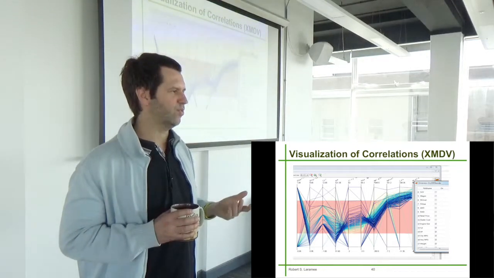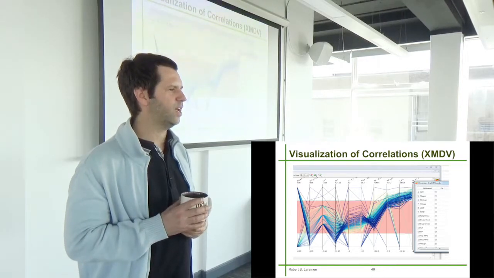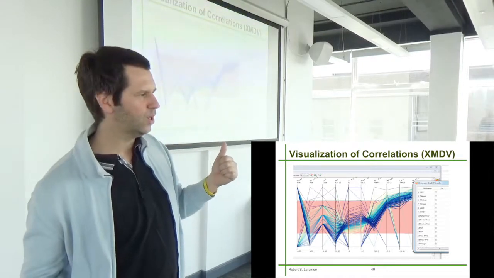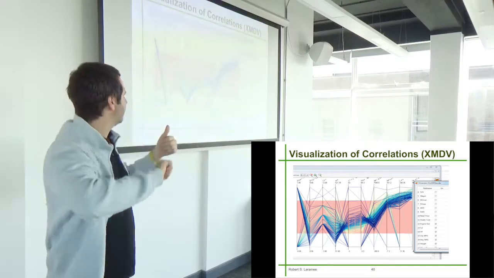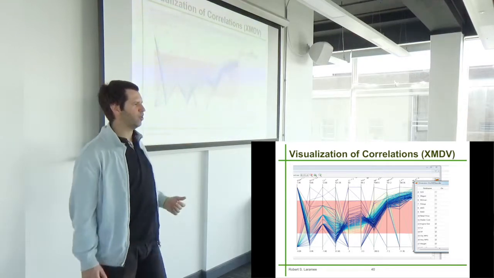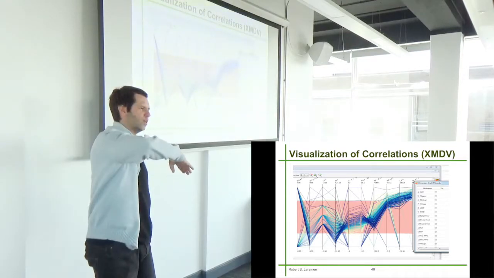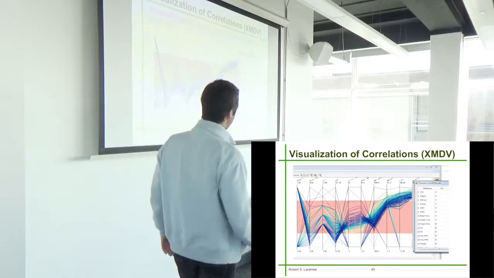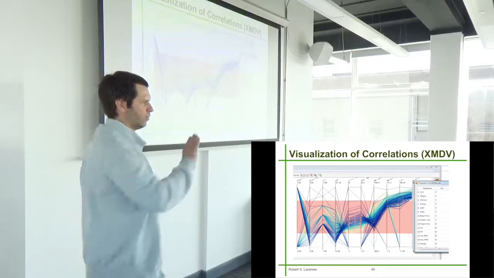Anybody want to guess what kind of relationship that is? That's right, it's an indirect or inverse relationship. As one value goes up, another value goes down. And that's very obvious here. In Cartesian coordinates, anybody know what that looks like? Yeah, slope going down, that's right. A direct relationship in Cartesian coordinates is a slope going upwards, from left to right.